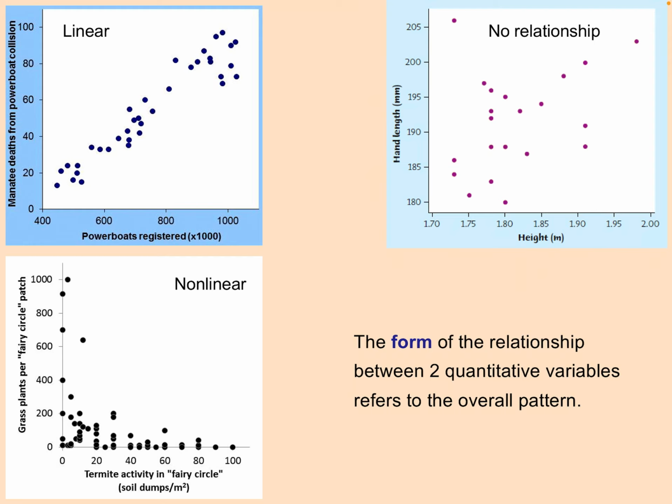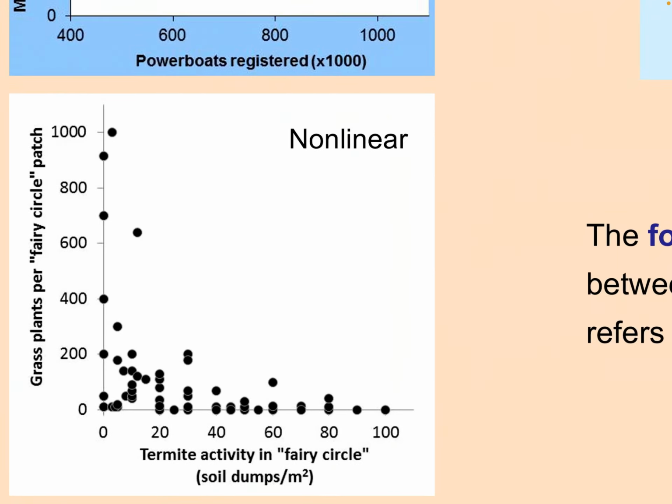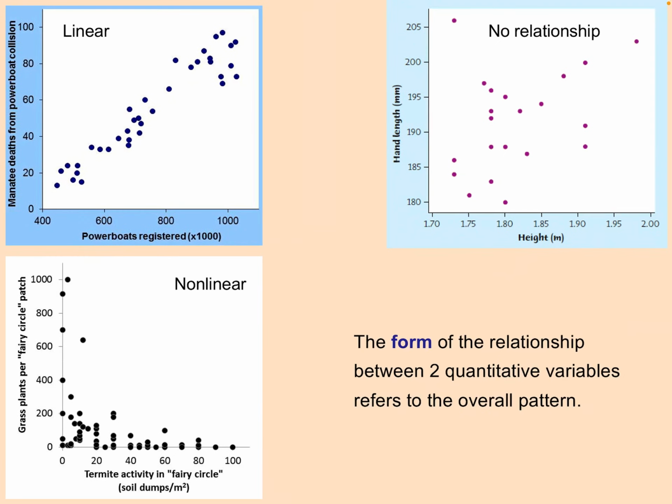Back here, on the first one, we have power boats registered times 1,000. So this would be 1,000,000 power boats, 800,000, 600,000, 400,000, versus manatee deaths from powerboat collisions. You can imagine that the more boats you have registered on the water, the more collisions there are going to be. And it's a straight line relationship. Termite activity in a fairy circle, right? Oops, sorry about that. Go back down. Versus grass plants per fairy circle patch. And again, obviously here we have a nonlinear curve relationship, okay?